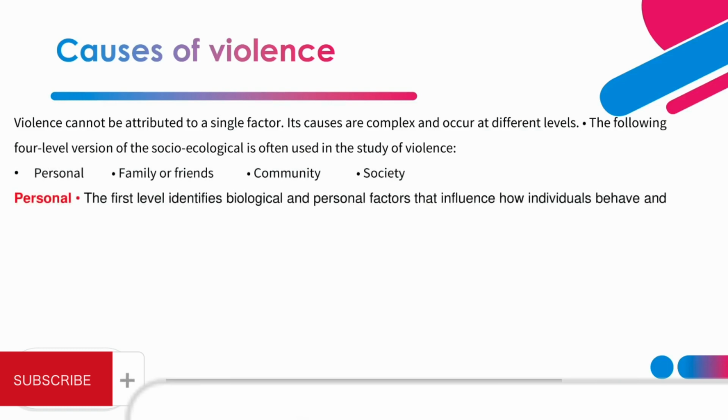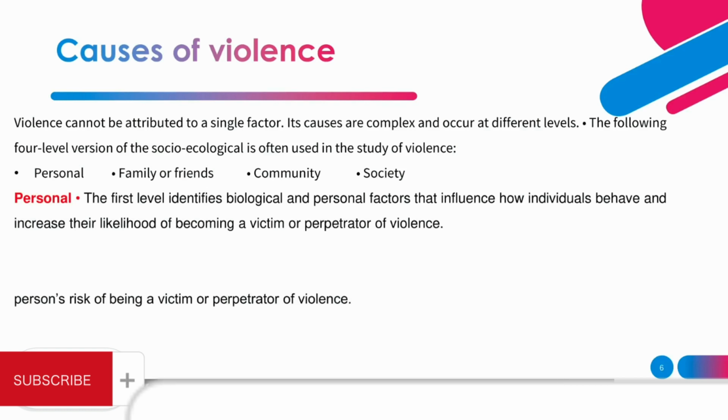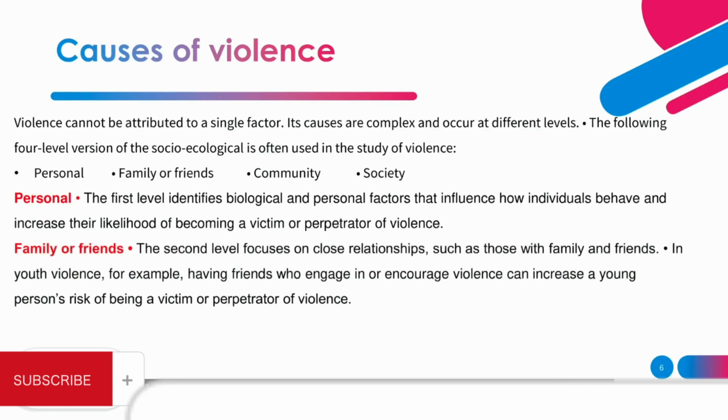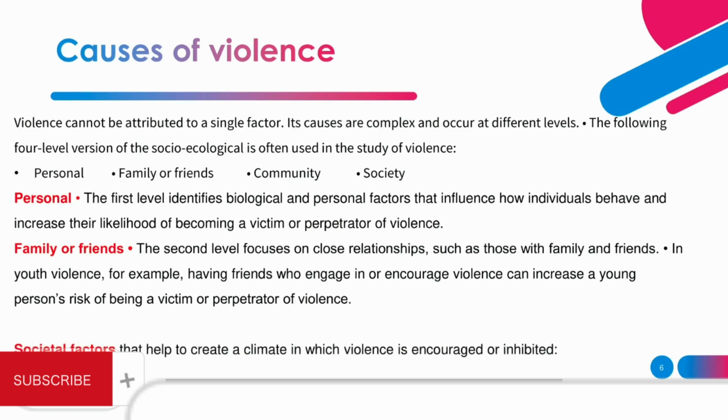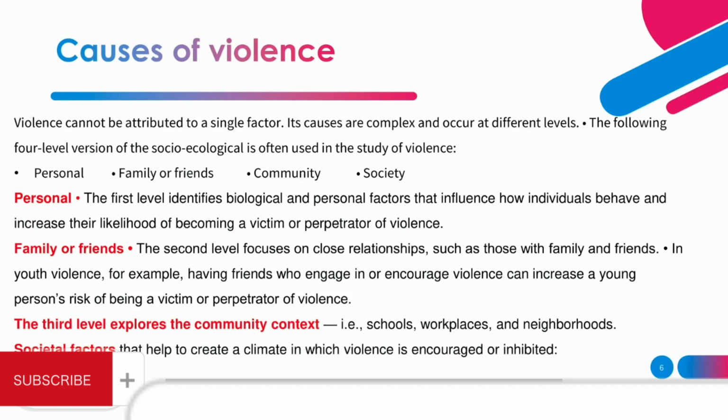Personal. The first level identifies biological and personal factors that influence how individuals behave and increase their likelihood of becoming a victim or perpetrator of violence. Family or friends. The second level focuses on close relationships, such as those with family and friends. In youth violence, for example, having friends who engage in or encourage violence can increase a young person's risk of being a victim or perpetrator of violence.